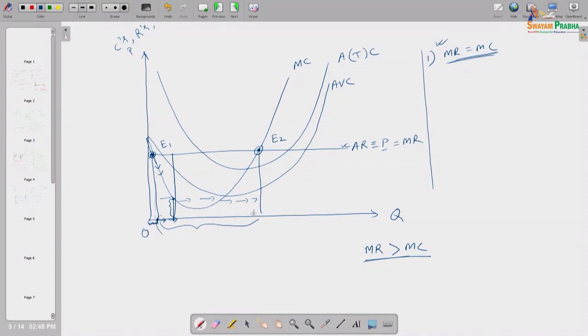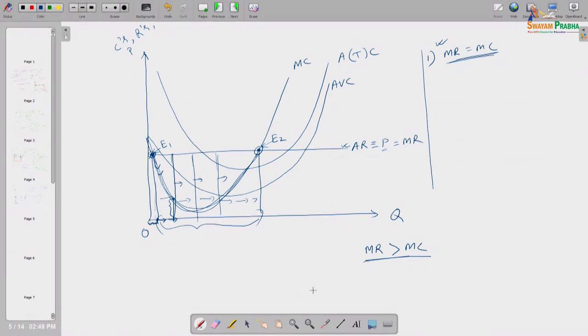So in between the E1 and E2 points, what is happening? As you increase your production, as you produce more and more, for every additional unit of output in between these two points, your MR is more than MC. MC lies somewhere along this line, but MR is always this vertical distance. So within this segment between E1 and E2, for every unit the marginal revenue exceeds marginal cost. It is telling us that as we produce more and more, our profit will only increase. That is why the second order mathematical condition is not satisfied at the E1 point and is satisfied only at the E2 point.